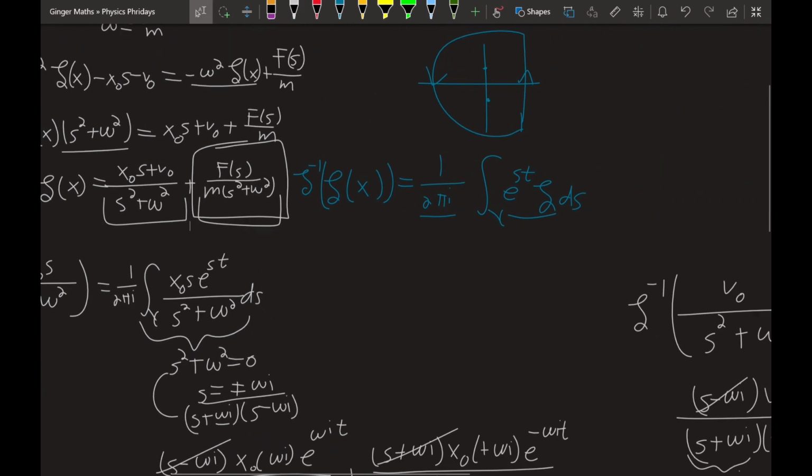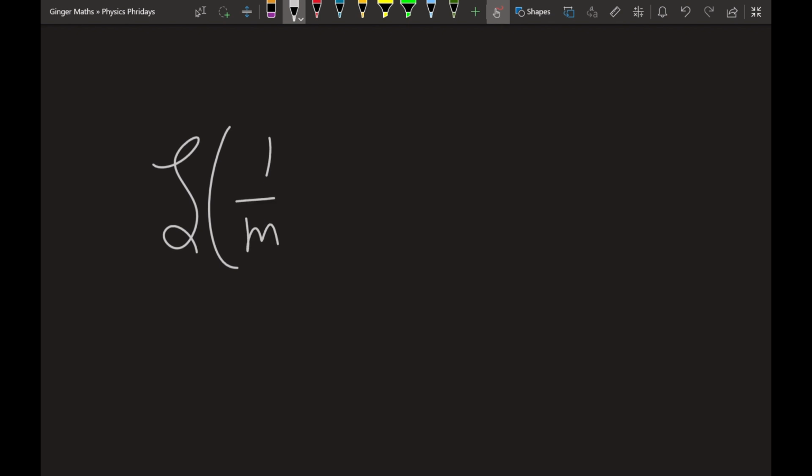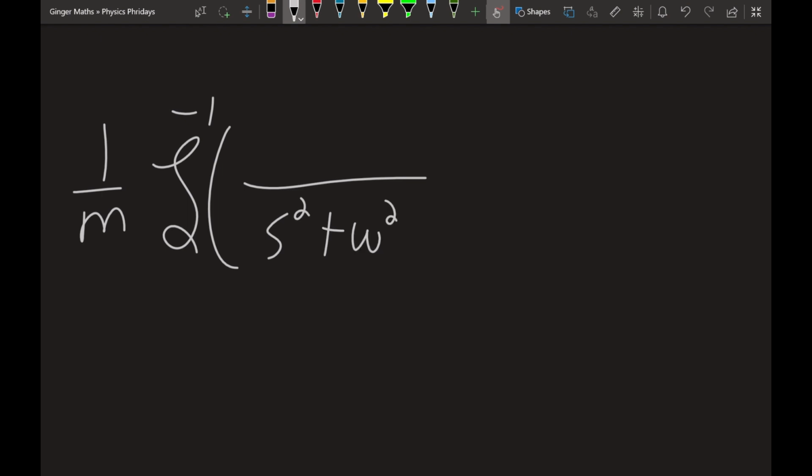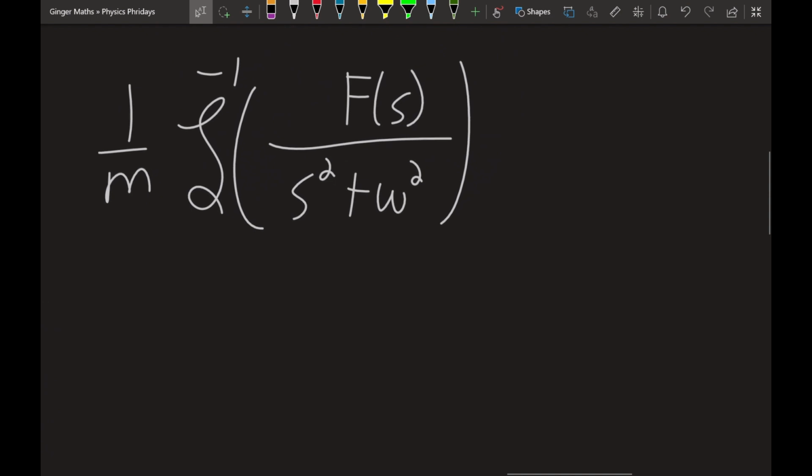So, scroll over even more. We need to find the inverse Laplace transform of, let's see, 1 over m. I'm actually just going to put the 1 over m out of the parentheses just for brevity. So we have s squared plus omega squared times F of s right here. And I'm actually not going to be using this complex analysis approach for this one, mainly because with this term right here, F of s is just completely arbitrary.